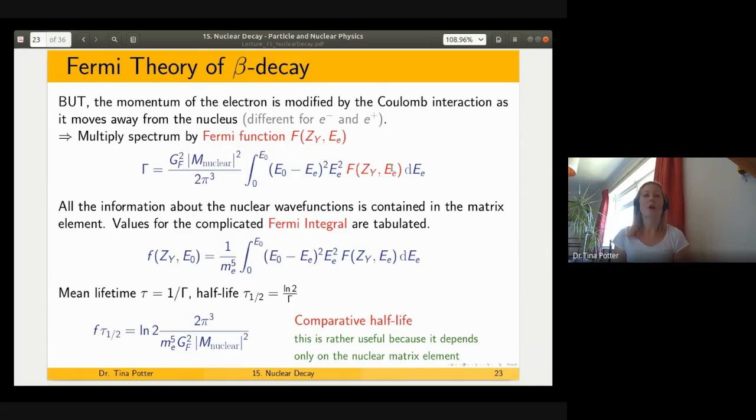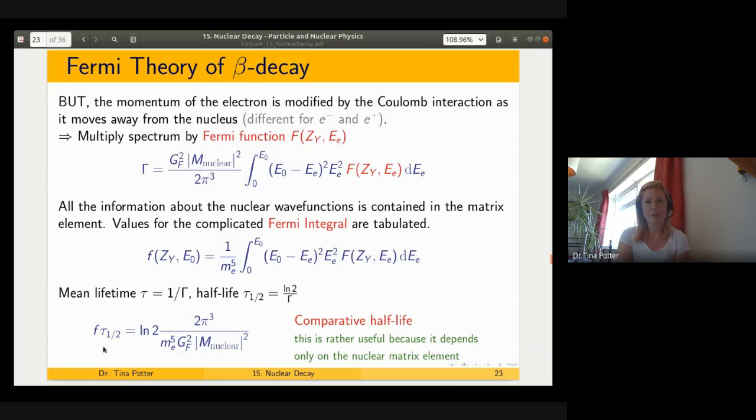Now, this is quite a complicated integral, and values for this so-called Fermi integral are tabulated. You can look those up. But what's quite interesting is if we have a look at this Fermi integral, I'm going to call it little f, multiplied by the half-life. The half-life is log 2 times the lifetime, and the lifetime, of course, is related to the decay rate.